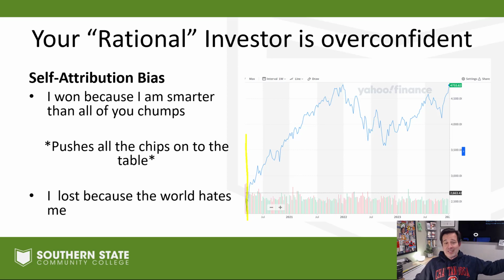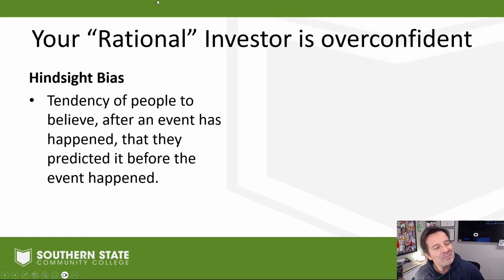Go to Wall Street Bets on Reddit. You'll see it. You'll see one post at the beginning of the year: I made $3,000 on this trade. Then 8 months later, well, I lost $30,000. It's wild. We also have a hindsight bias, a tendency of people to believe that after an event has happened, they predicted it before the event happened. You start to become a little bit overconfident in your ability to predict the future, which no one can do.